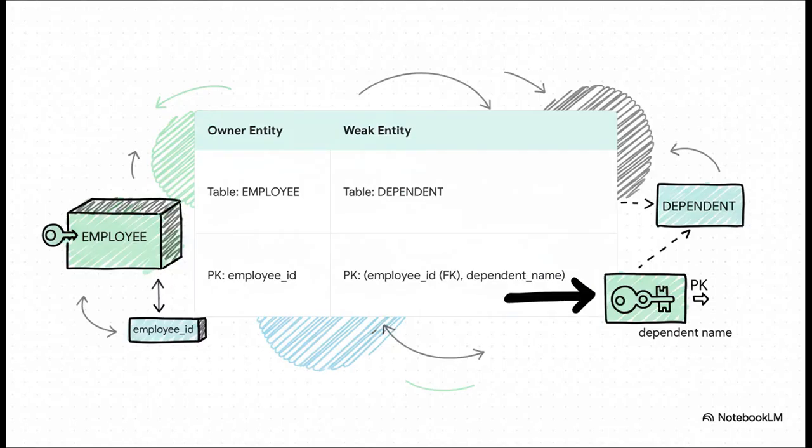So check out how this gets mapped. The primary key for this new dependent table isn't just one column. It's a composite key, a combo key. What it does is it borrows the primary key from its owner, in this case the employee ID, and it combines that with its own little identifier, its own partial key, like the dependent's name.